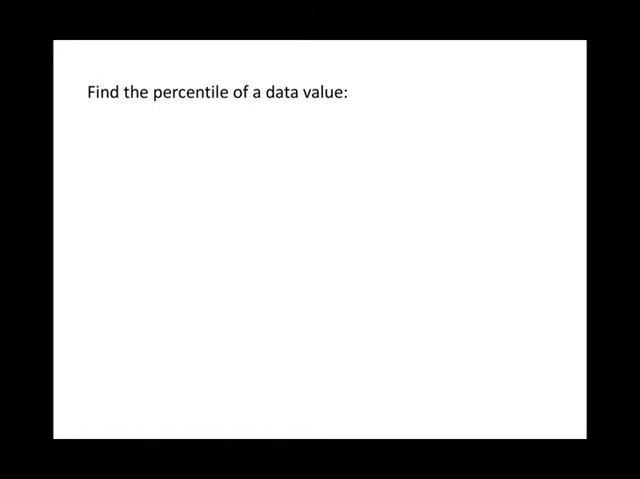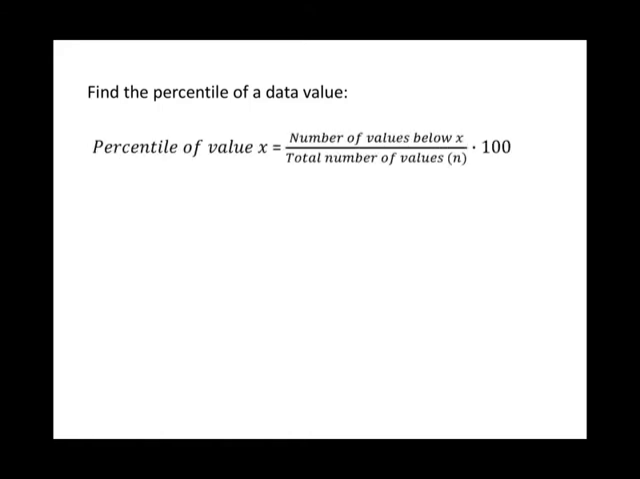So now we want to find the percentile of a data value. We do have this formula. I want you guys to highlight this formula. Percentile of a value x equals the number of values below it. Make sure you count the values below x, divided by the total number of values n. How many data do you have? And then times 100. Make sure you always round to the whole number.